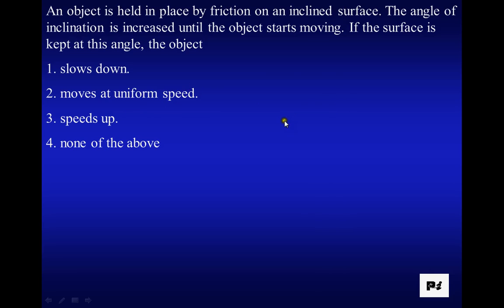Once it starts to move, it jumps from static friction to kinetic friction. Remember, kinetic friction is always smaller than static friction. So once it starts to move, if we keep it at that same angle, it started to move because we achieved the maximum static frictional force, but right then we jump to kinetic friction. So there's going to be a bigger force going down than there is holding it back up, and it should speed up as it goes down the incline once we've achieved that maximum static frictional force.